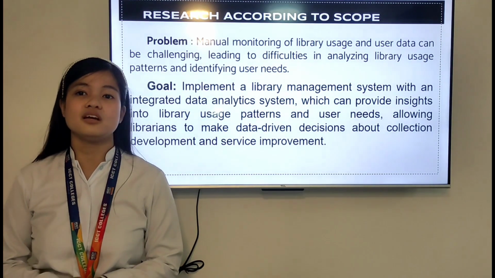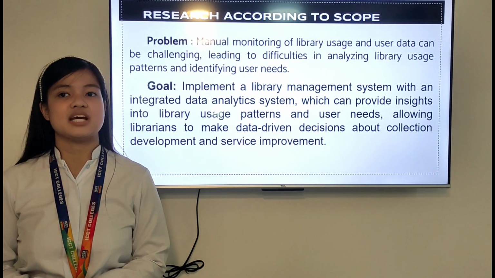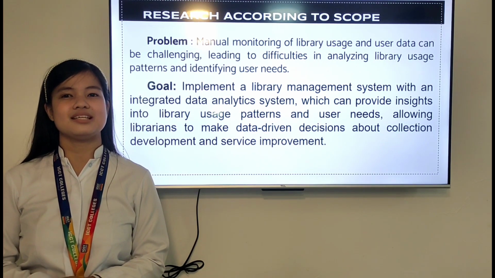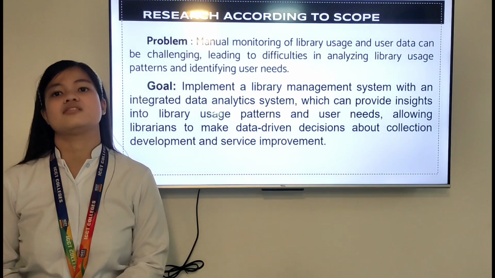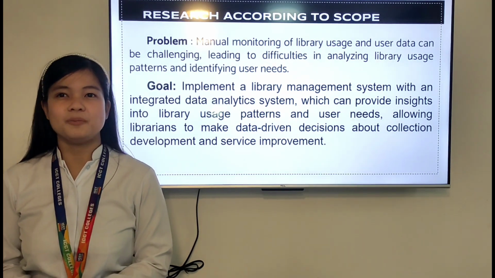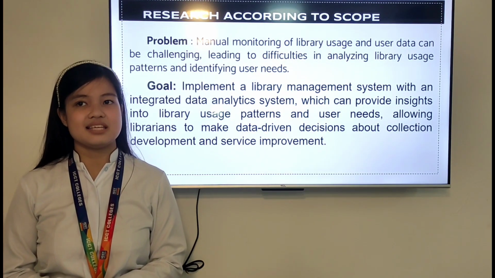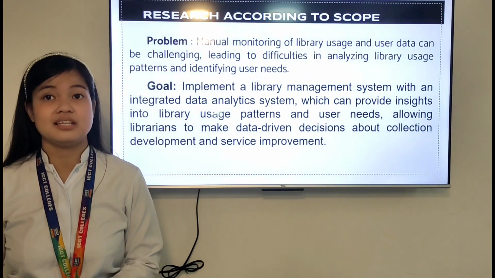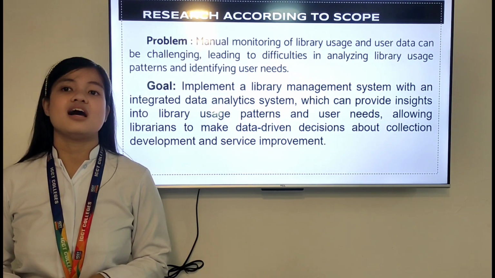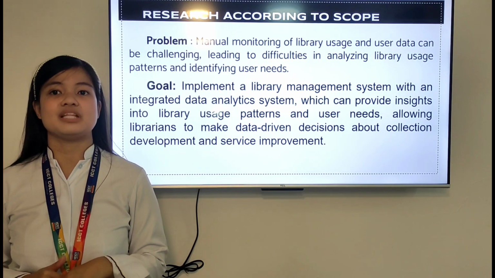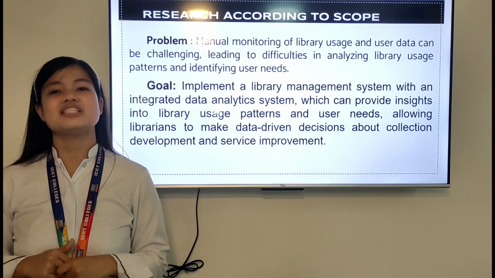The problem here is that manual monitoring of library usage and user data can be challenging, leading to difficulties in analyzing library usage patterns and identifying user needs. The other goal is to implement a library management system with an integrated data analytics system, which can provide insights into library usage patterns and user needs, allowing librarians to make data-driven decisions about collection development and service improvement.